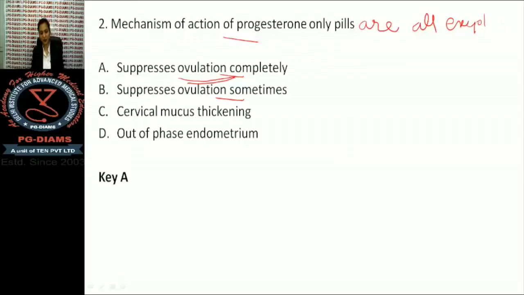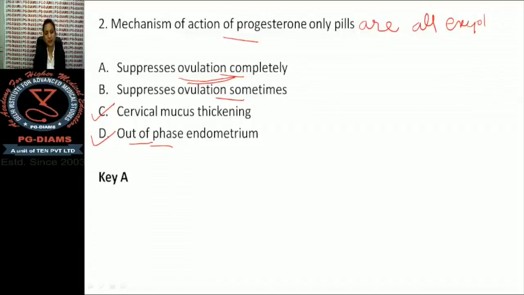Apart from that, from all the theory that I've taught you, you know that thickening of cervical mucus is an action, as is out of phase endometrium or endometrial atrophy. Out of phase endometrium means that at the time of ovulation, the endometrium is receptive to implantation of the embryo. If you give progesterone throughout the cycle, it causes endometrial atrophy and decidualization, and the endometrium is out of phase for implantation at the time of ovulation. So this is also a mechanism of action.